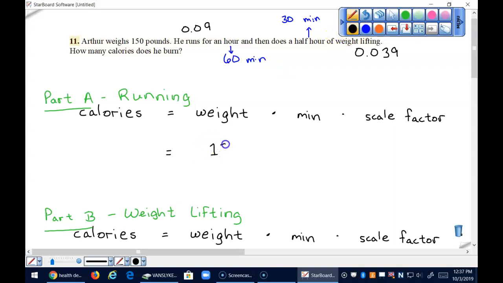Okay, so he weighs 150. He runs for an hour, and the running factor is 0.09. So 150 times 60 times 0.09, 810.